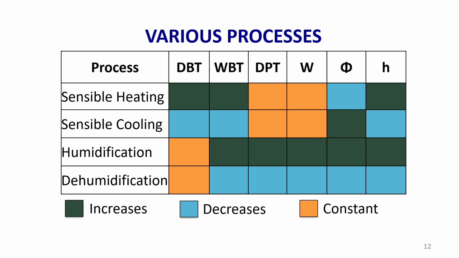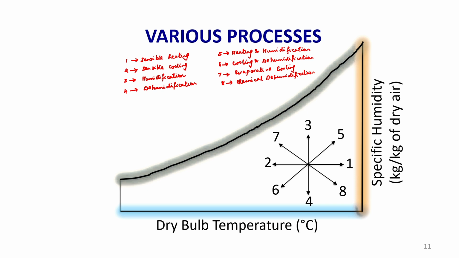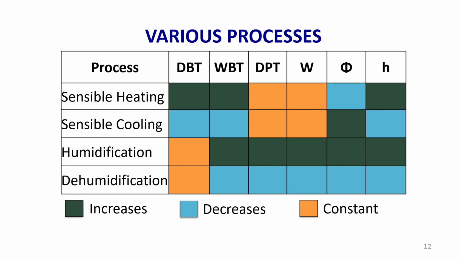Humidification: in humidification the dry bulb temperature remains constant, because the line is perpendicular to the y axis. If you see this one, this is humidification, and in dehumidification also the dry bulb temperature remains constant. So, in both humidification and dehumidification, the dry bulb temperature remains constant.